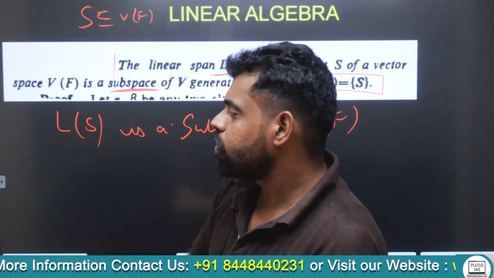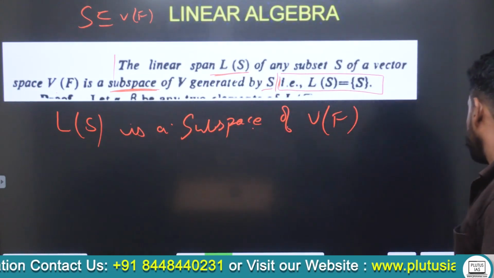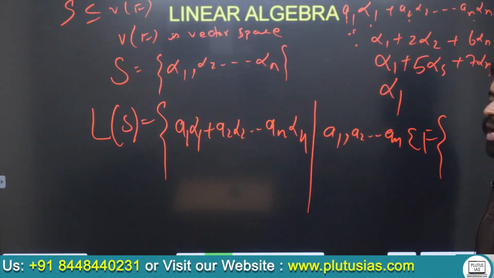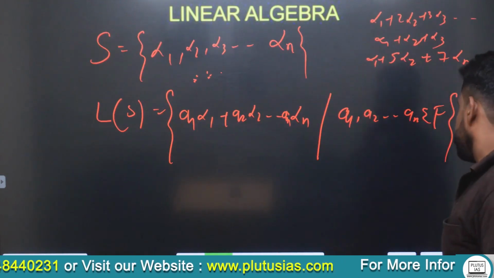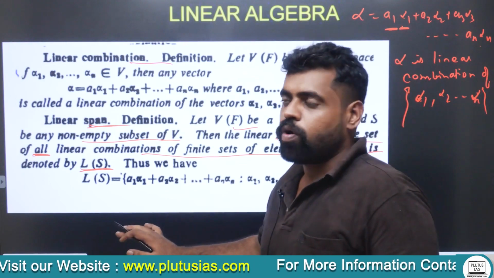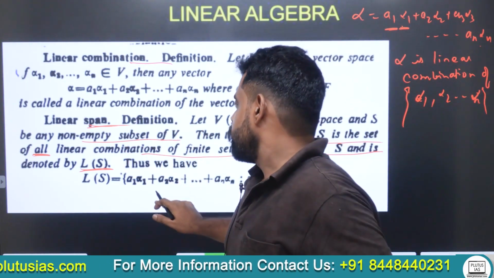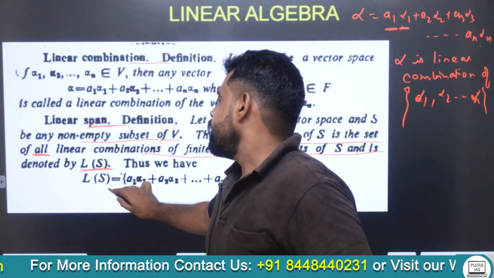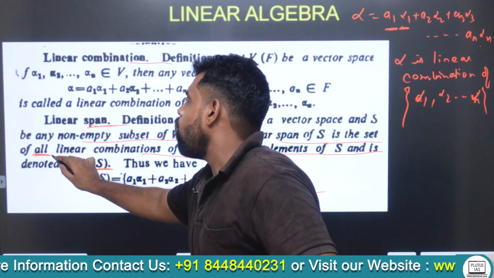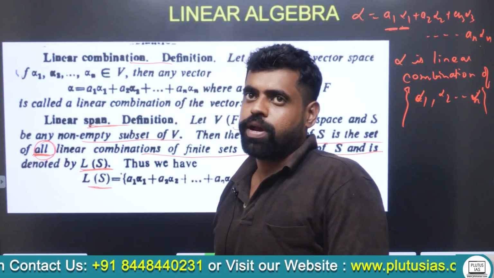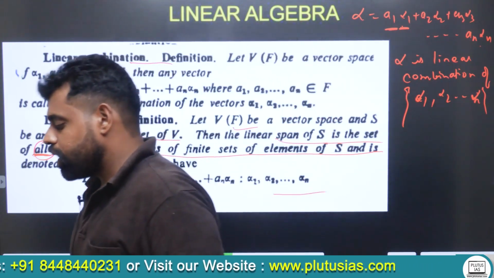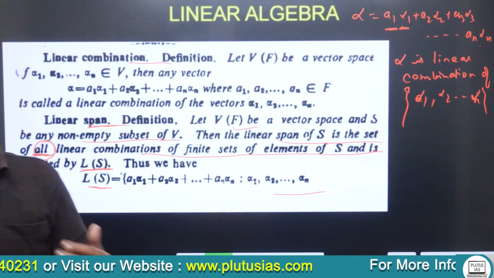Okay, for now, I'll again tell you what I told. Since they are solving, see, linear span is nothing. If I consider S a subset of vector space V, then linear span is the set of all linear combinations. Rajesh, linear span is nothing but all the linear combinations of elements of S.